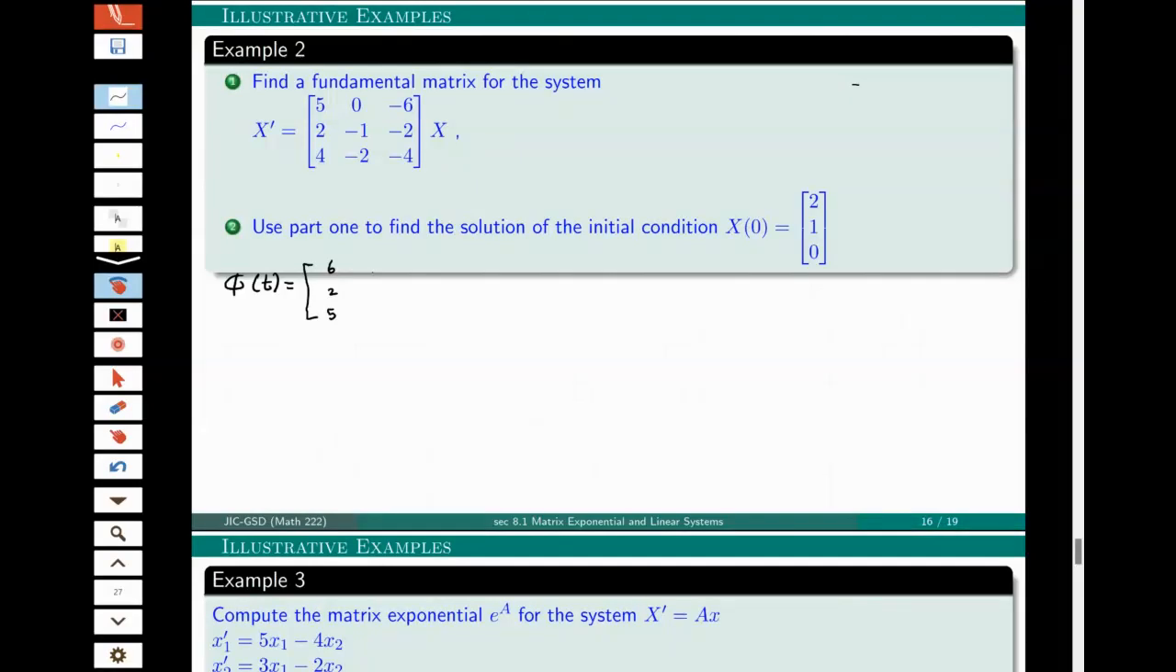And the second one, e to the power t times its eigenvector, so it will be 3 e to the power t, e to the power t, and 2 e to the power t. And the third one e raised to the power minus t, so that will be 0, e raised to the power minus t, and 0. That will be our fundamental matrix. Now, what is phi at 0? Phi at 0, it will be 6, 3, 0, 2, 1, 1, 5, 2, and 0.